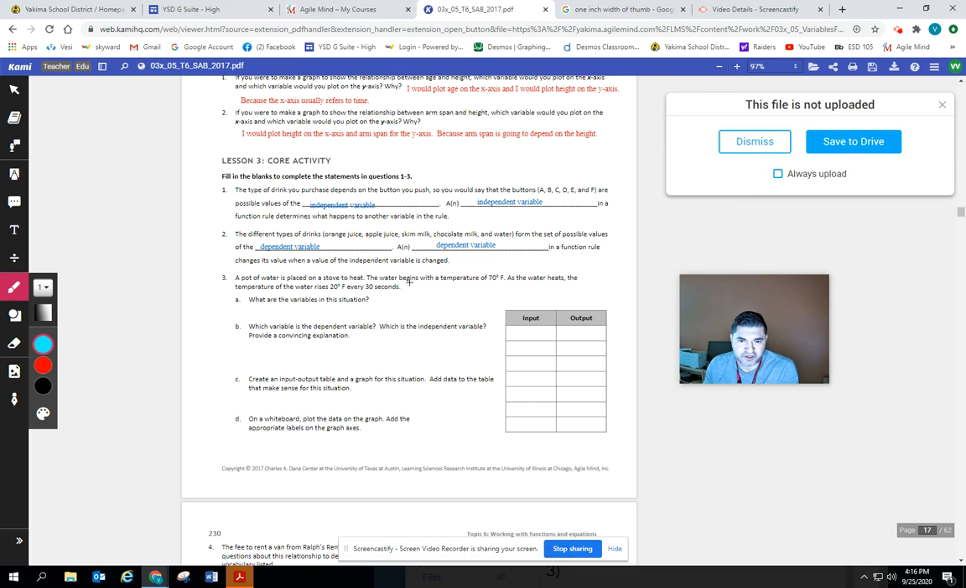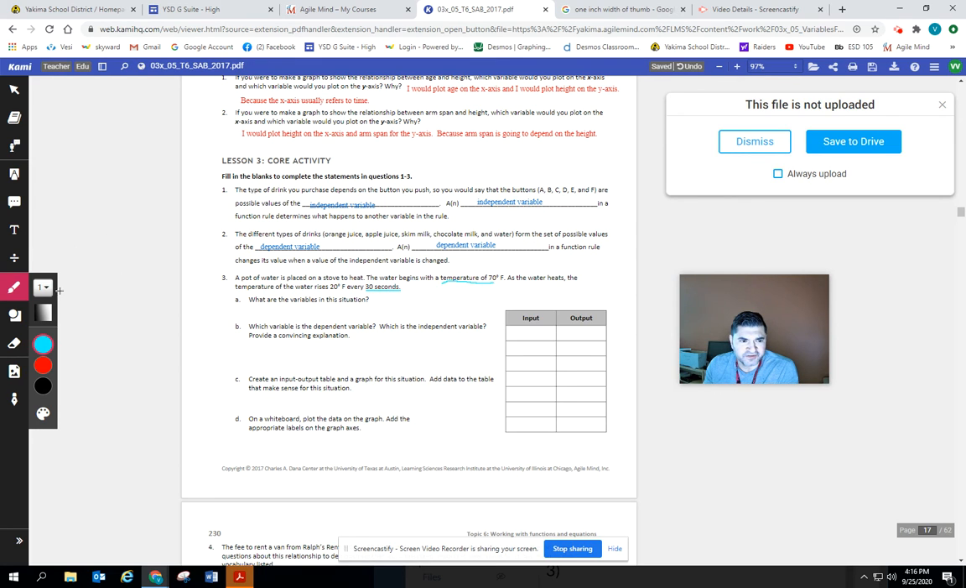So I'm looking at, let's see. The water begins with a temperature of 70 degrees. So I'm looking at this one. As the water heats, the temperature of the water rises 20 degrees Fahrenheit every 30 seconds. I'm taking temperature. Water rises 20 degrees Fahrenheit every 30 seconds. I'm looking at 30 seconds here.